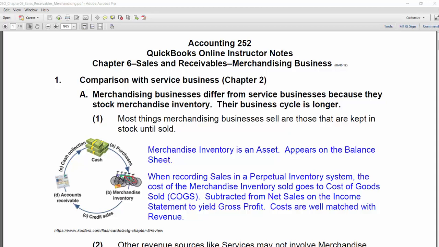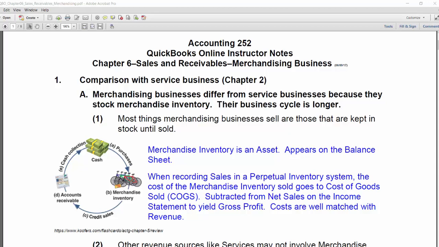In this video, we'll go over Chapter 6, which deals with the sales and collections cycle for a merchandising business. If you compare a merchandising business with a service business, they differ substantially because they stock merchandise inventory. Their business cycle is longer and has more steps. Most things merchandising businesses sell are those that they keep in stock until they're sold.